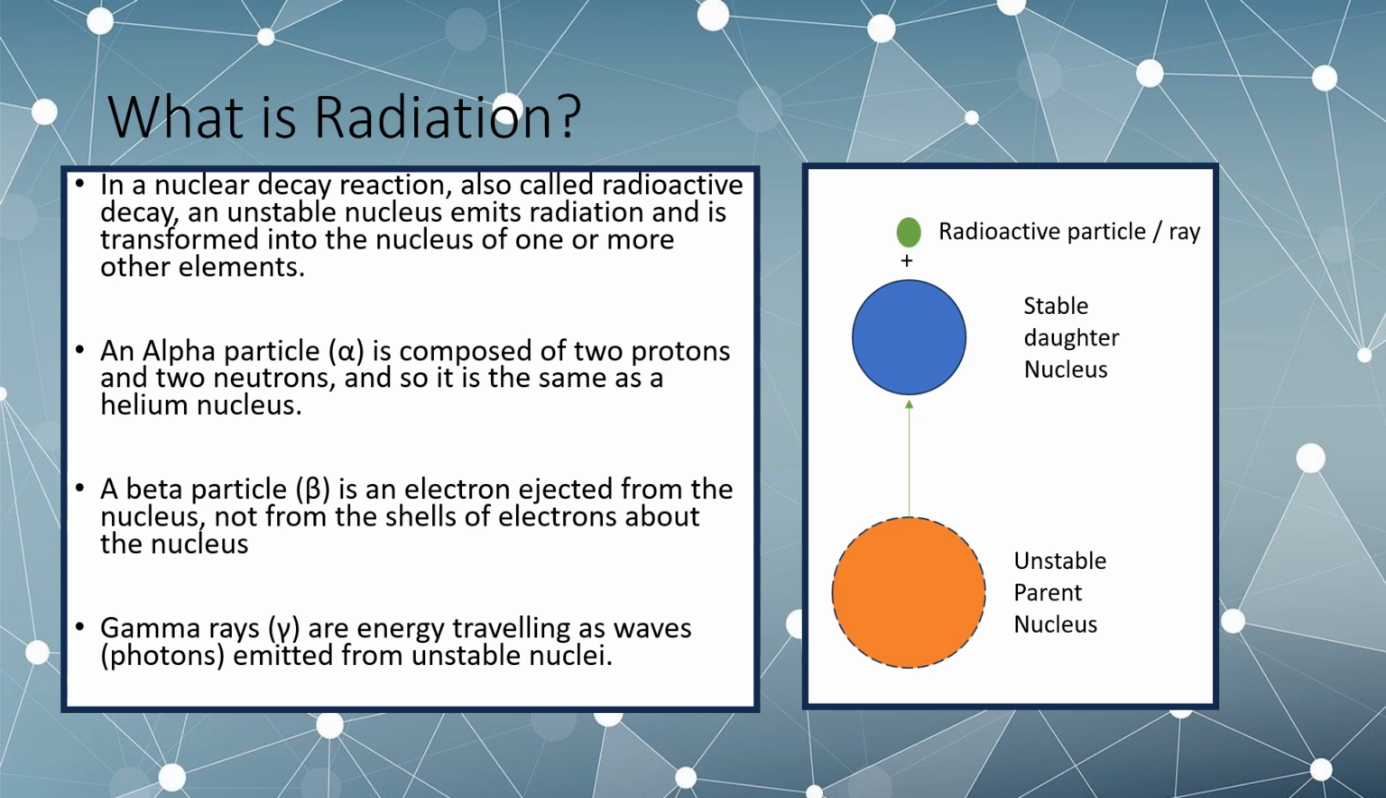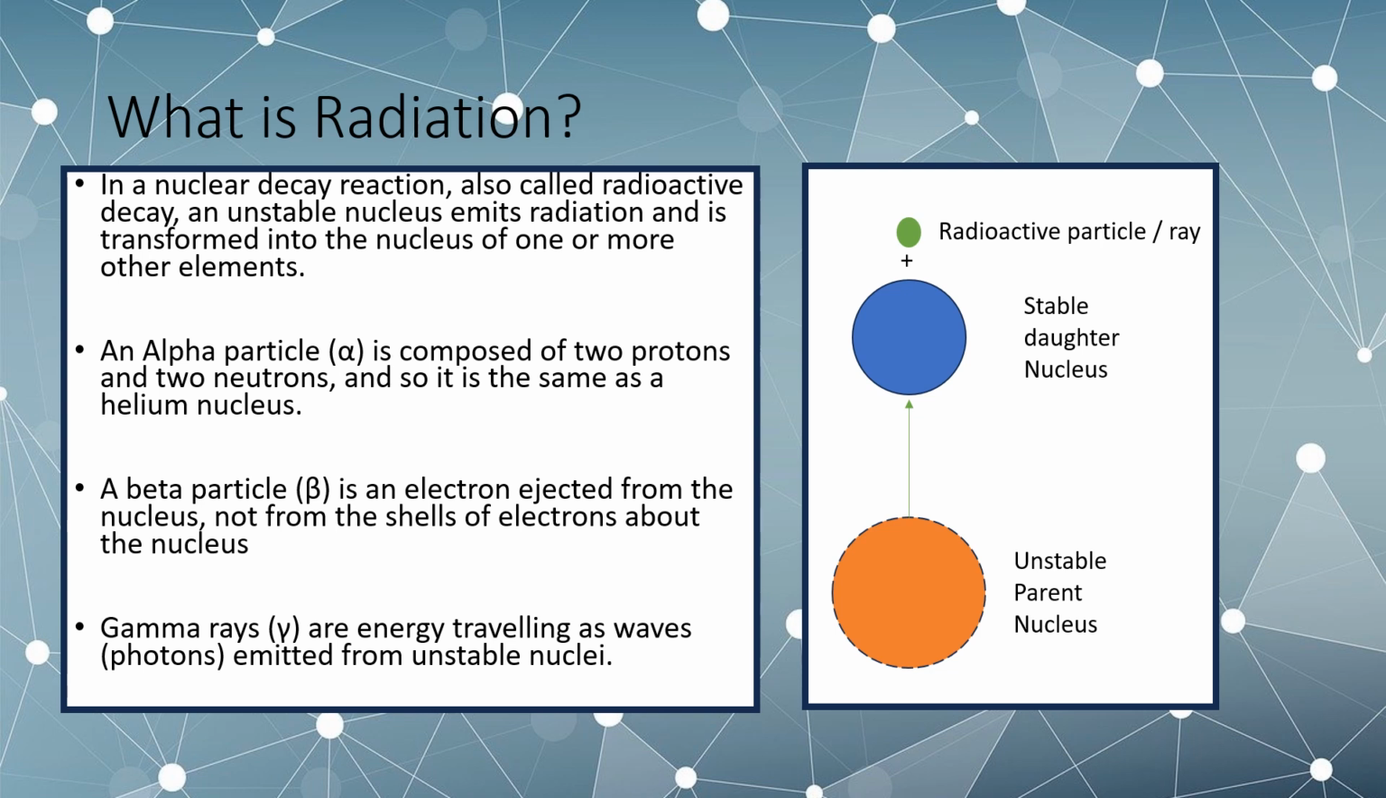So, in a nuclear decay reaction, also called radioactive decay, an unstable nucleus emits radiation and is transformed into the nucleus of one or more other elements. That is, an unstable parent nucleus decays into a stable daughter nucleus plus some radioactive particle or radioactive energy. Our three main types are alpha, beta, and gamma.